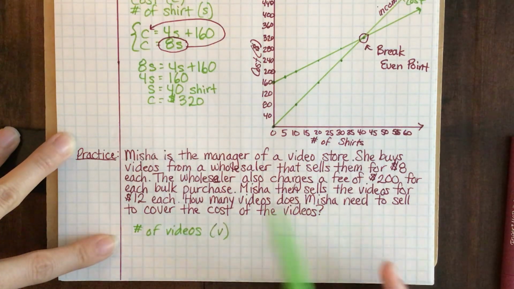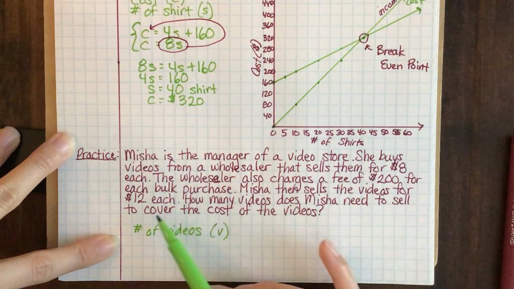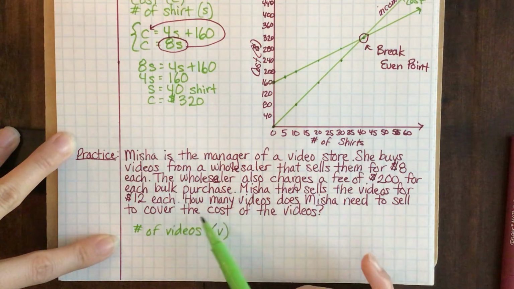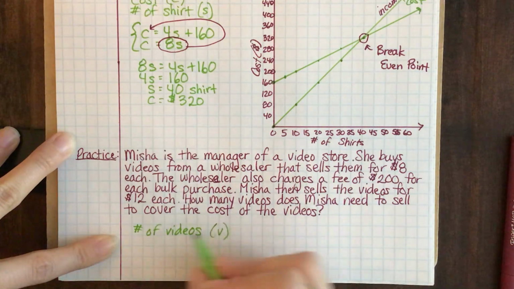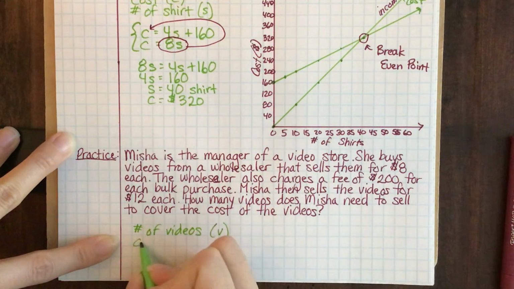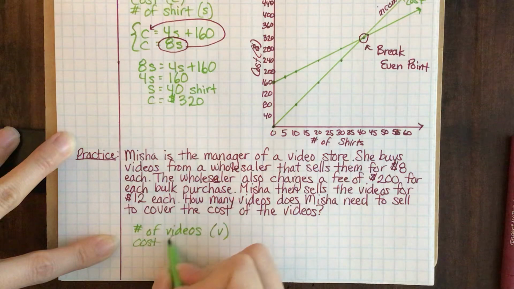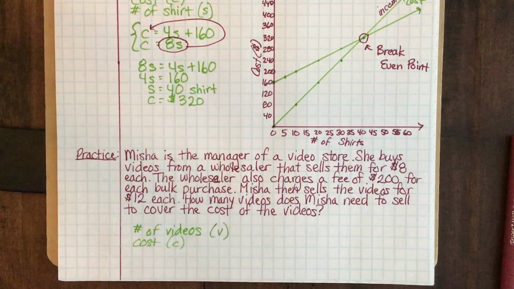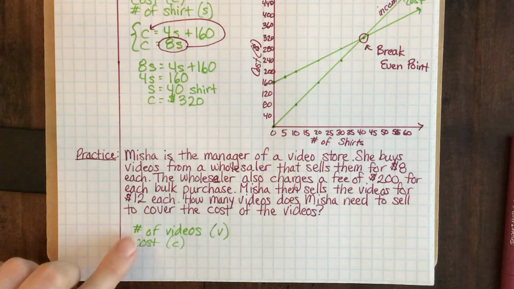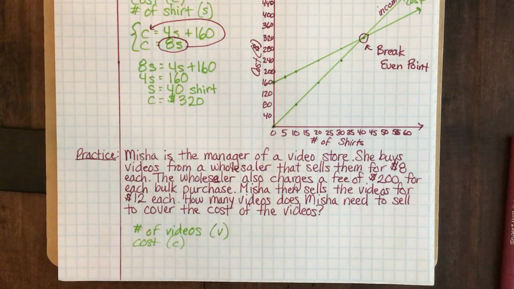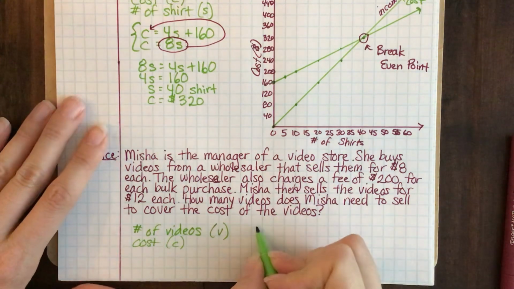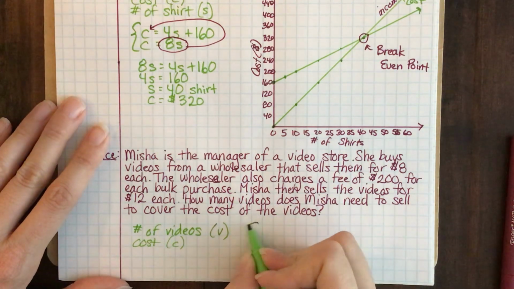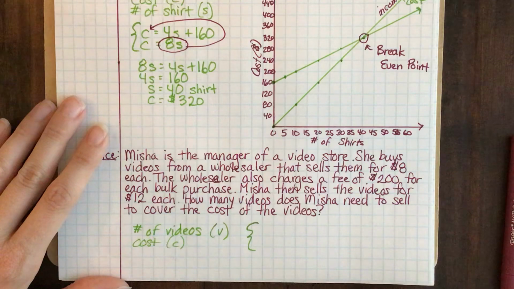Now, the other thing that we're going to be looking at, since we're looking at when the cost and income are the same, is that money piece, okay? So I'm going to call this cost, and we'll have C stand for that. At this point, now that you've identified the 2 things that we need to know, we're going to write 2 equations to help us figure those things out. So let's go ahead and write our system.